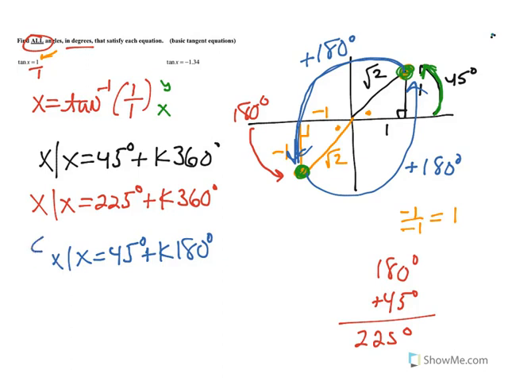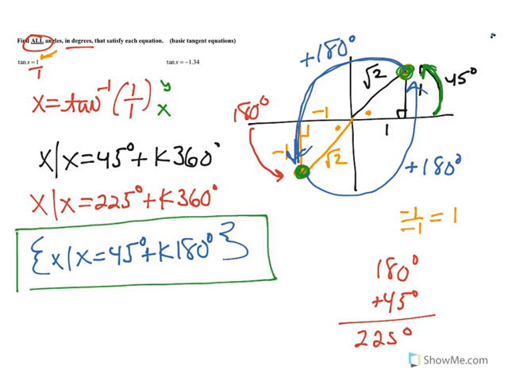And that would be a more simplified way to write it, because you can describe the same thing in one sentence instead of two different sentences. So 45 degrees plus multiples of 180. And let's go ahead and look at the next one. So tangent of some angle equals negative 1.34.